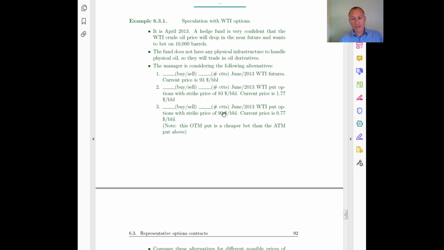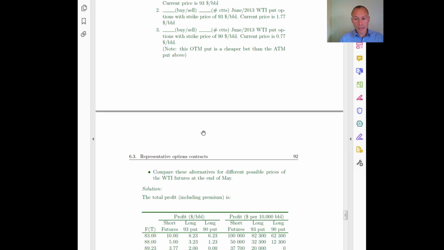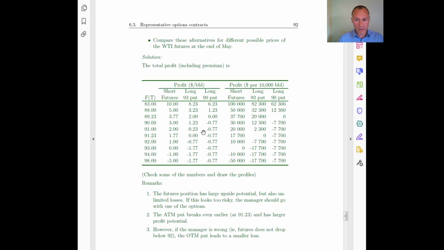The result that you get from picking this lower strike price is that the price of the option is also lower. The current put price is 0.77 rather than 1.77 for the at the money put. So let's see what happens in the future.